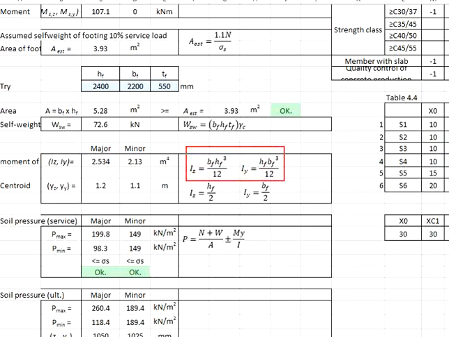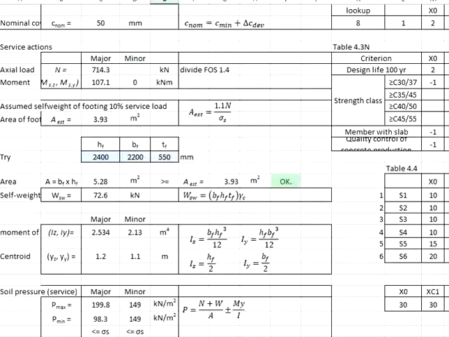The same formula applies to both the moment of inertia of the major and the minor axis, except the B and H swap. Now that you have the M, you have the Y, you have the I, you also have the axial load, the surface axial load, which equals 714.3 kilonewton. You also have the self-weight, which is calculated as 72.6 kilonewton. Now you need the contact surface area A. You will use the actual contact surface area due to the proposed size of the pad footing.